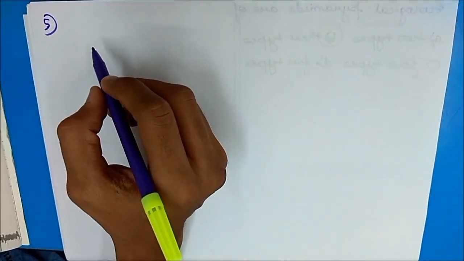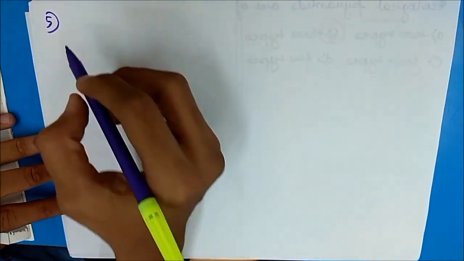Okay, the fifth type would be the limits of trigonometric functions.